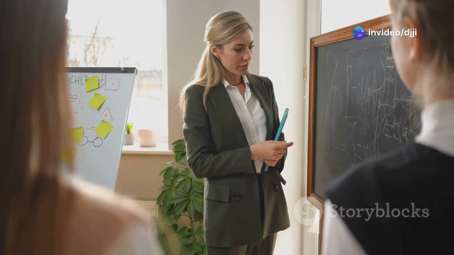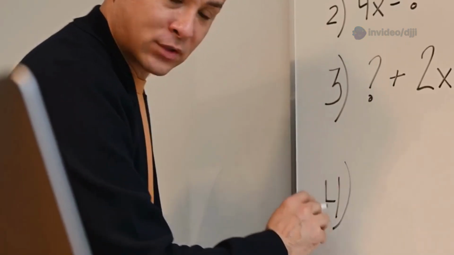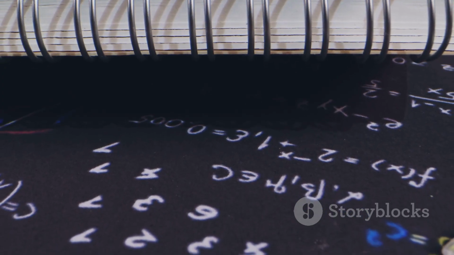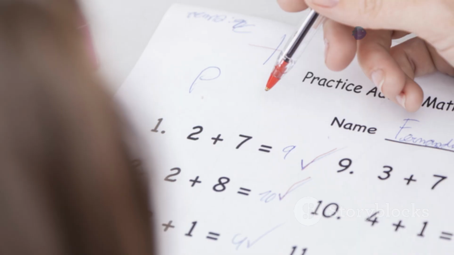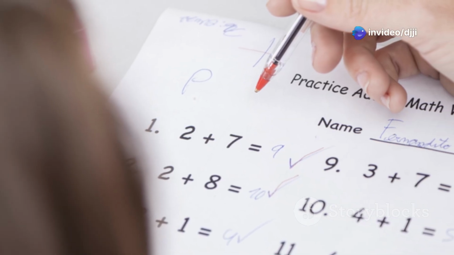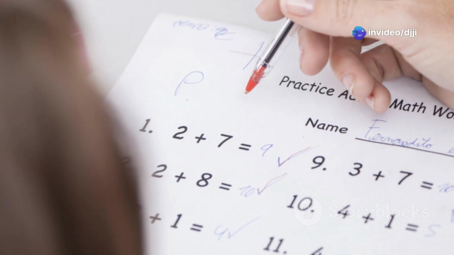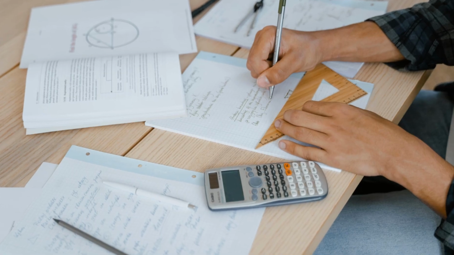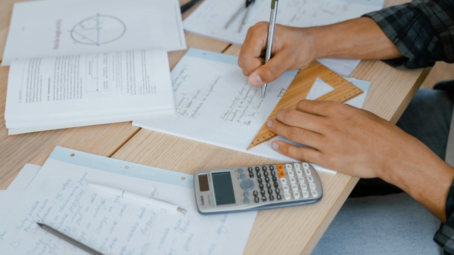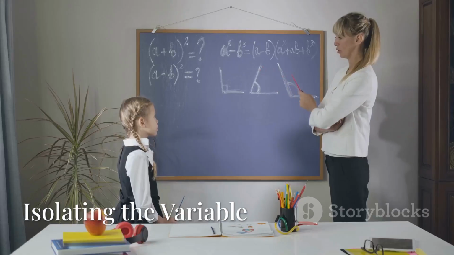Here's a breakdown of the strategies. First, simplifying equations and inequalities. Combine like terms: group terms with the same variable and constants together on each side. Use the distributive property. Remove parentheses by multiplying each term inside the parentheses by the factor outside. And, clear fractions. Multiply all terms by the least common denominator to eliminate fractions.